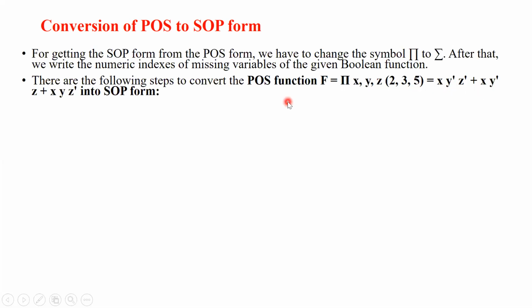So you write down the question. Expression in the POS form is given. F is pi, x, y, z, 2, 3, 5. Write down this question. And this I want to convert into SOP form. This is the question that comes in the exam also, these types of things. I have a product of sum function and I need to convert it into SOP. So once you write down the question, you tell me. Wrote, ma'am.